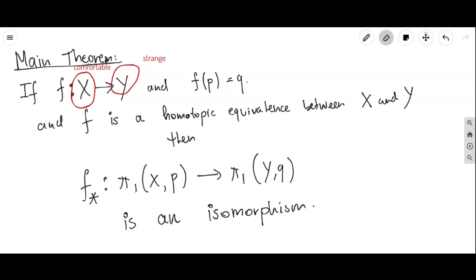You can certainly imagine the benefit of something like this, because you're not just confined to homeomorphic spaces. It gives you a larger class of spaces to use to help you find the fundamental group. So now let's do some examples.